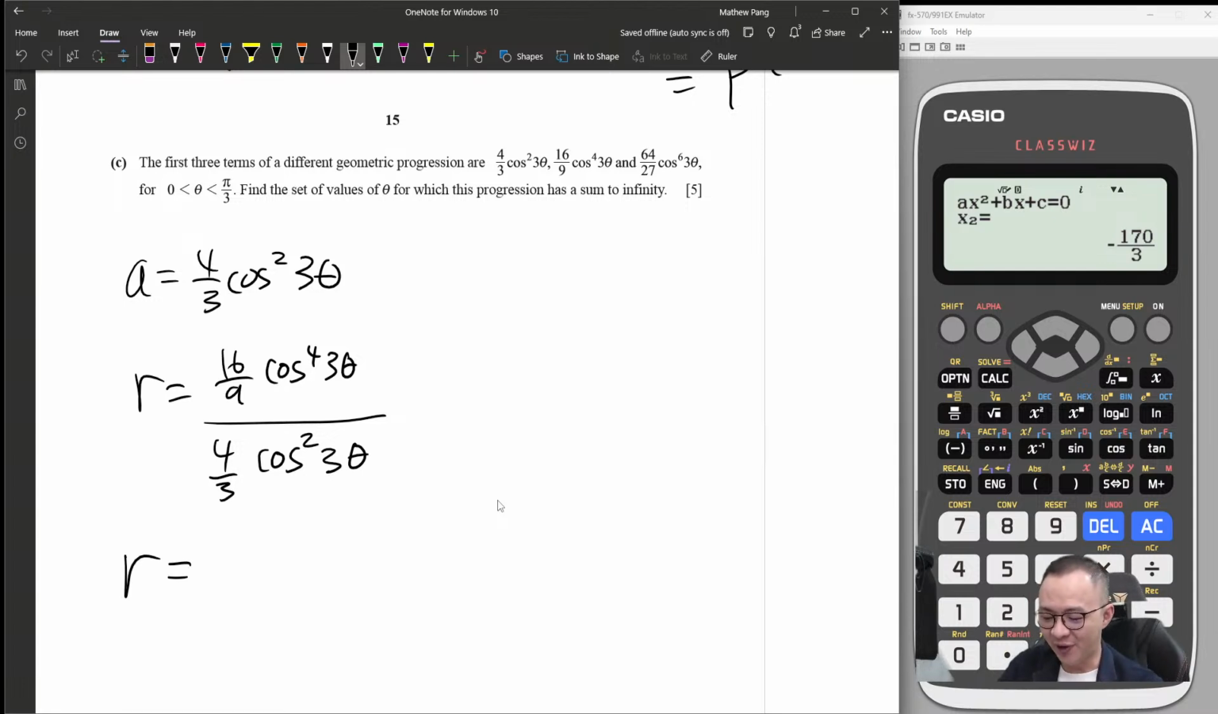So the 14/9 divided by 4/3, you get 4/3. Cos to the power of 4 divided by cos to the power of 2, you still have cos to the power of 2. Okay, this is the r.